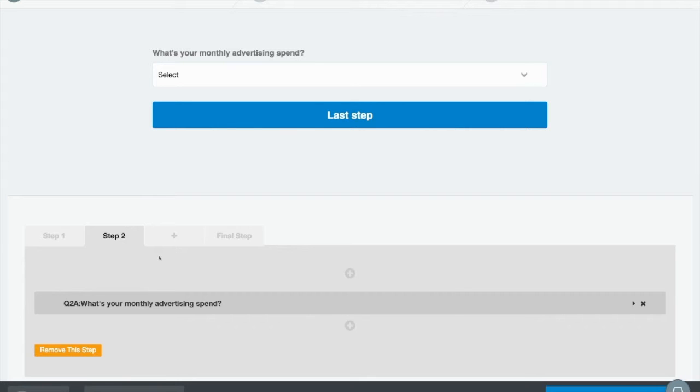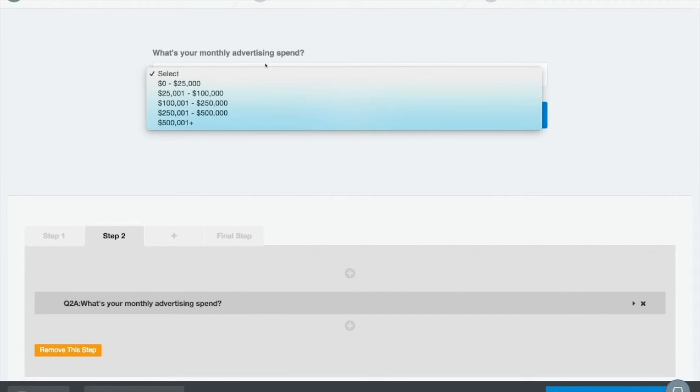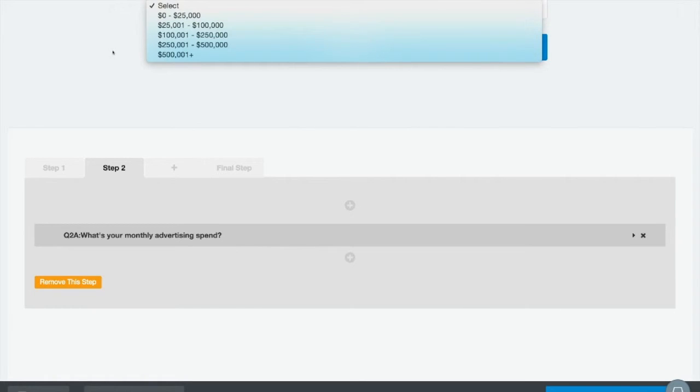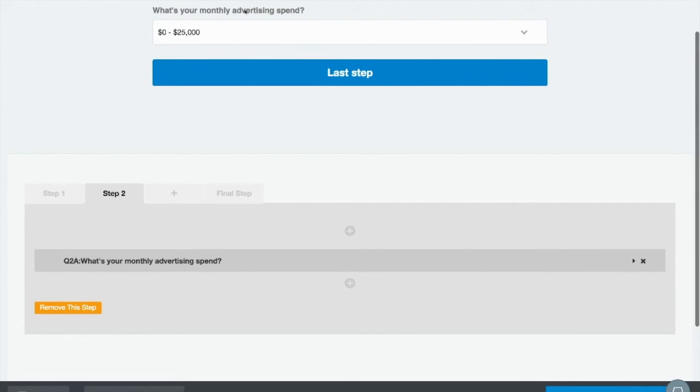So this qualifying question tells you the quality of the lead, as well as enabling you to do more personalized marketing. If I was a digital agency, in this example, I'm asking what is your monthly advertising spend? Let's imagine that as a marketing agency, my minimum client contract size is $25,000 a month. If someone said that their monthly advertising spend was below $25,000 a month, then I would know that this is probably not a suitable lead for us, and then you could maybe introduce them to another company that's more suitable.